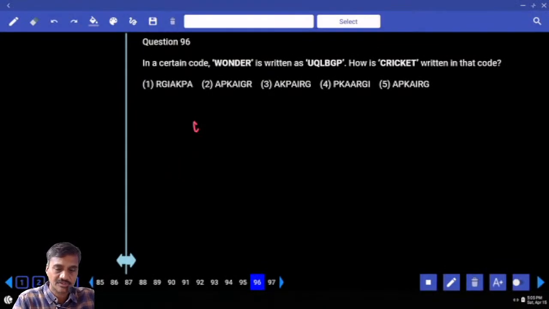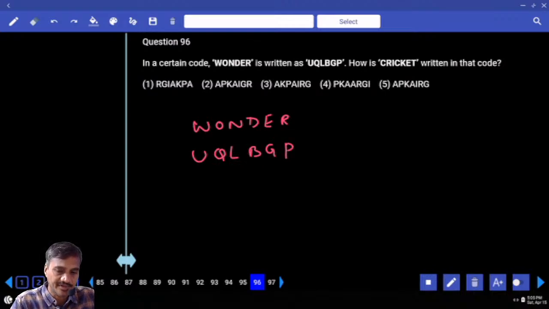Now in this, WONDER. Now what is the logic to this one? U, Q, L, B, G, P. W and U: minus 2. O and Q: plus 2. N and L, D and B: minus 2. Next one minus 2, plus 2, minus 2. D and B: minus 2. And E and G: plus 2.